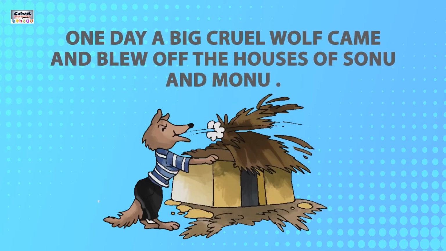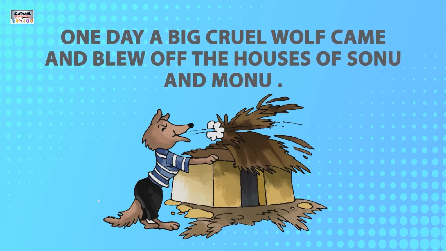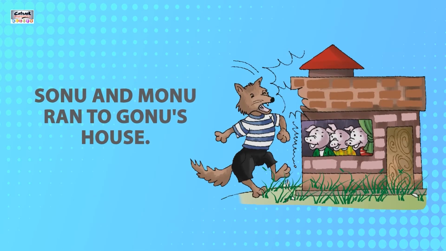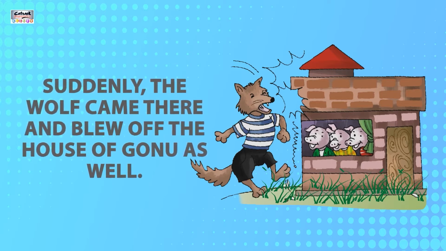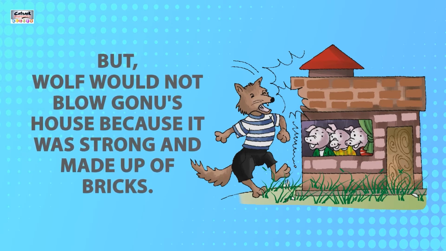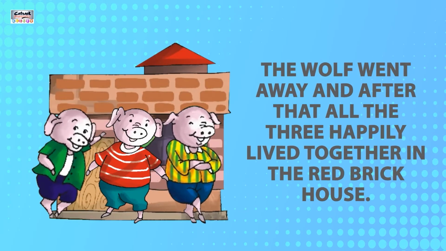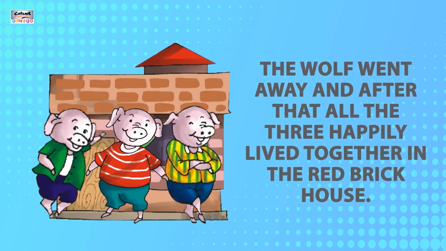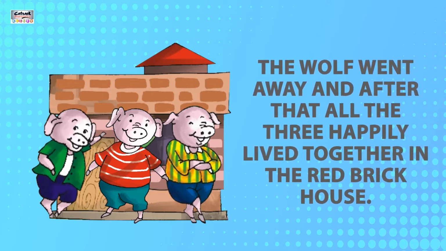One day, a big cruel wolf came and blew off the house of Sonu and Monu. Sonu and Monu ran to Gonu's house. Suddenly, the wolf came there and tried to blow off the house of Gonu as well. But the wolf could not blow Gonu's house down because it was strong and made of bricks. The wolf went away, and after that, all the 3 happily lived together in the red brick house.